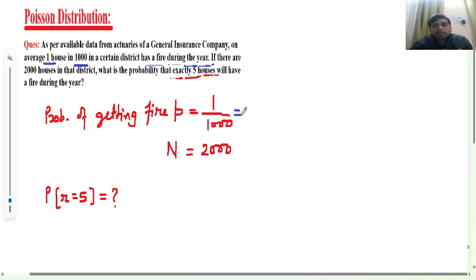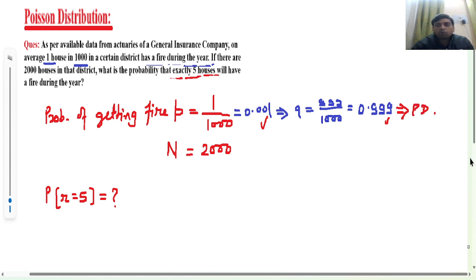So this probability is 0.01, which is very less. And other than this probability of getting fire, the probability of not getting fire, that is the rest 999 houses safe, divided by 1000. So this probability of not getting fire is 0.999. So there is a big difference between these two probabilities. First is this, second is this. So that's why in that situation we will apply the Poisson distribution.